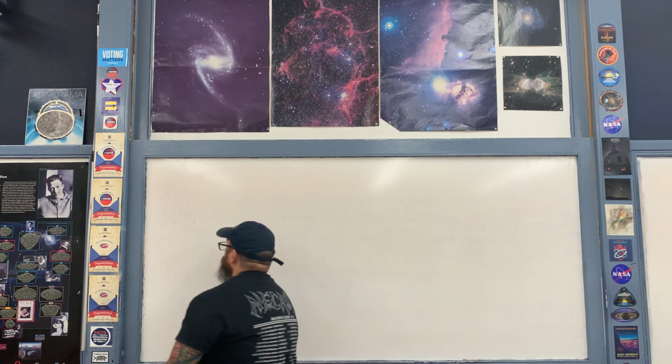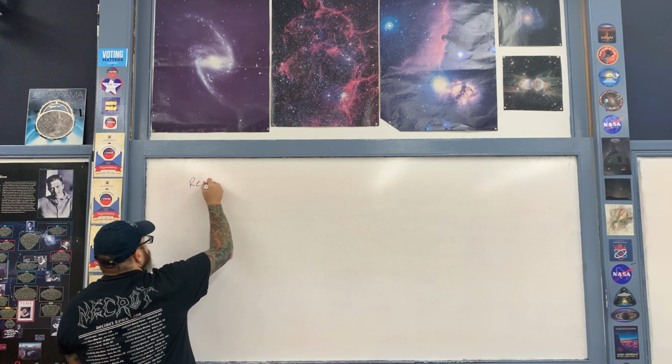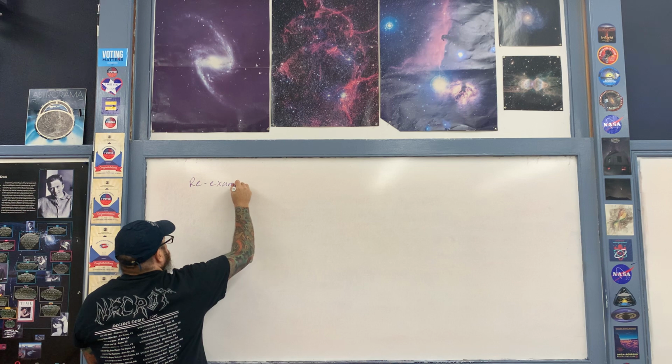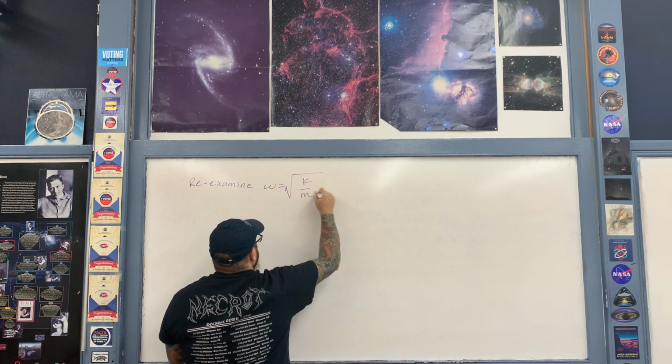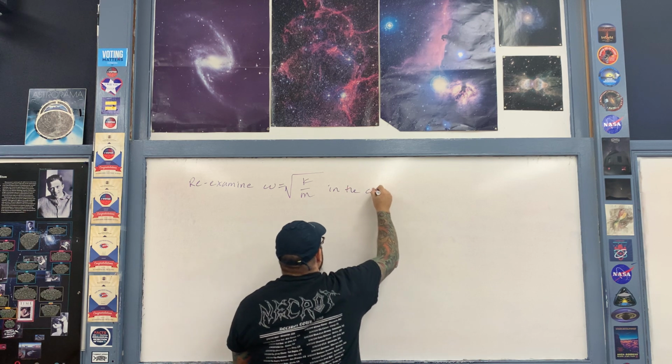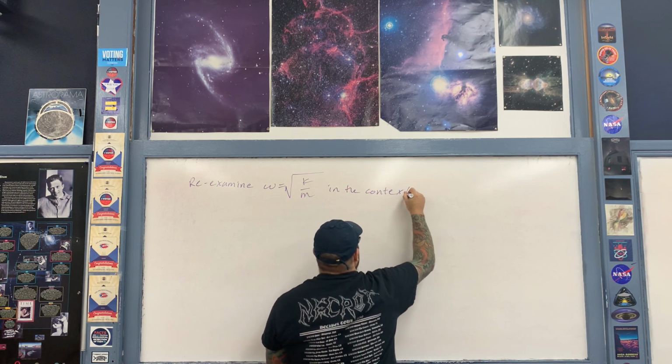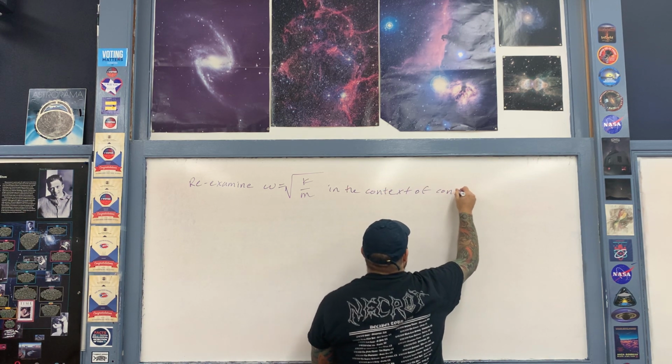Okay, so what we're going to do here is re-examine this expression for omega as the square root of k over m, and now in the context of conservation of energy.